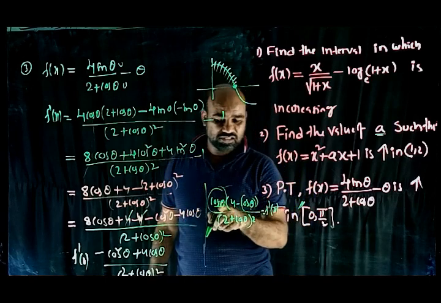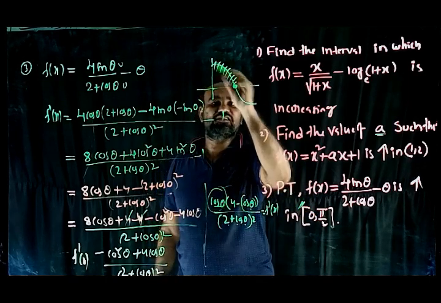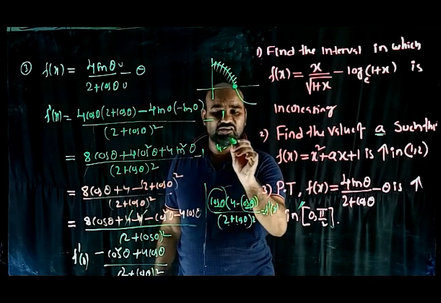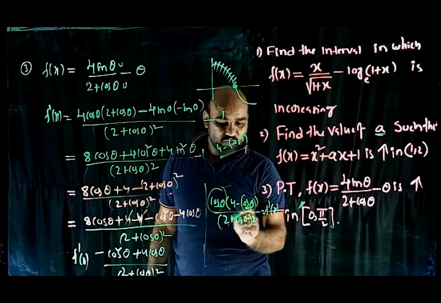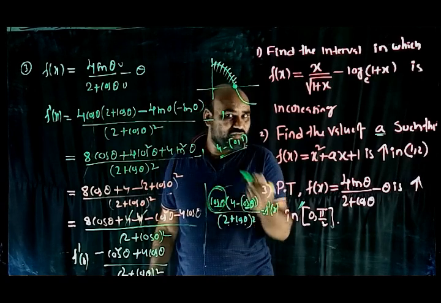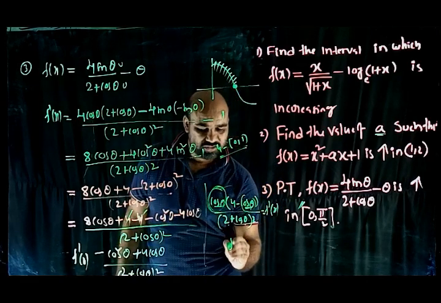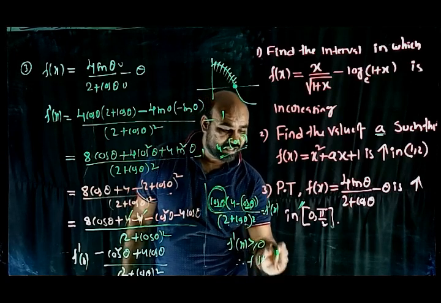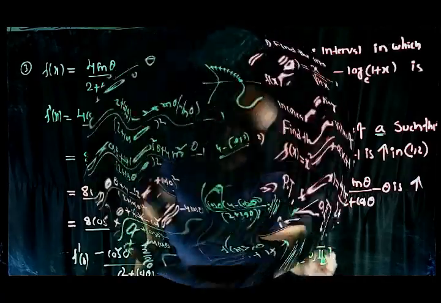Understood or not? Cos theta is 0 at pi by 2. Other than that, it is 0 to 1 only. That's why 4 minus a value in closed 0 to 1 is no problem, positive. 2 plus 0 to 1 is positive, and the square is there, positive. Only cos theta is 0 or between 0 and 1. That's why this total value is greater than or equal to 0. So f dash of x is greater than or equal to 0. Therefore, f is increasing in closed 0 to pi by 2.